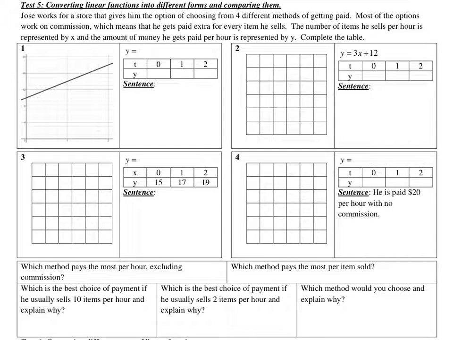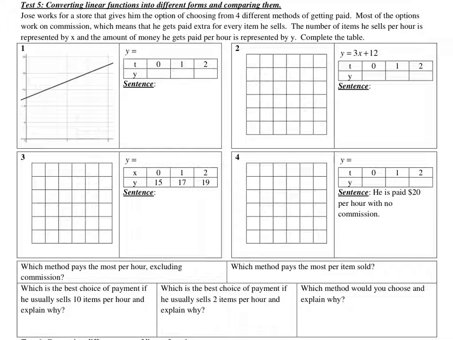So if we look right here, what are we given? There are 4 situations: situation 1, 2, 3, and 4. For situation 1, can you tell we're given a graph to depict this person's pay? For situation 2, what are we given? Can you tell it's an equation? For situation 3, we're given a table. And for situation 4, we're given a sentence. So there are 4 different payment methods.